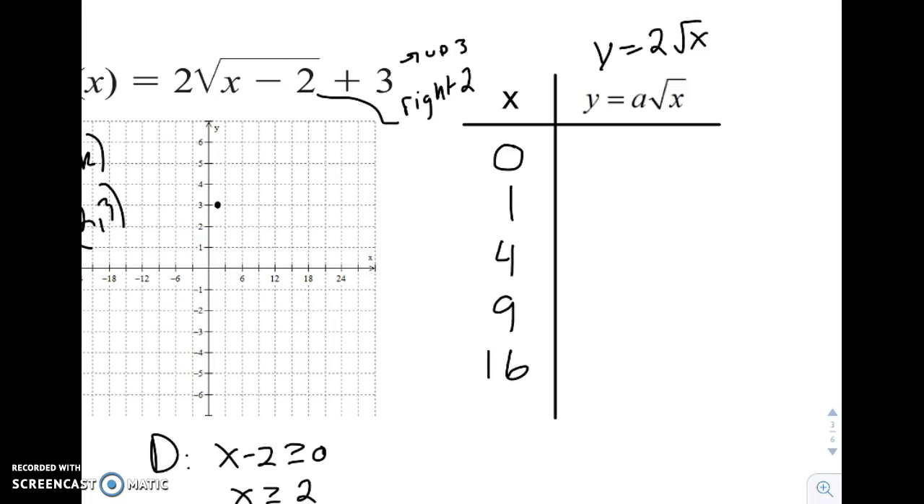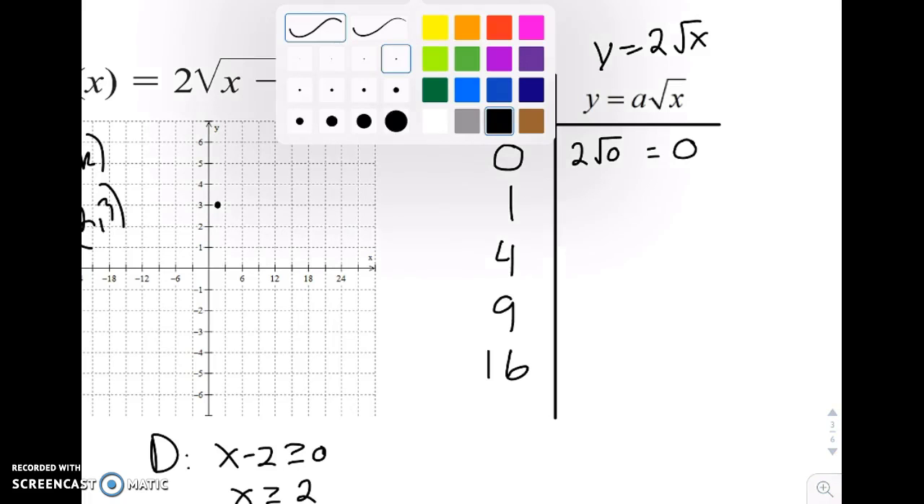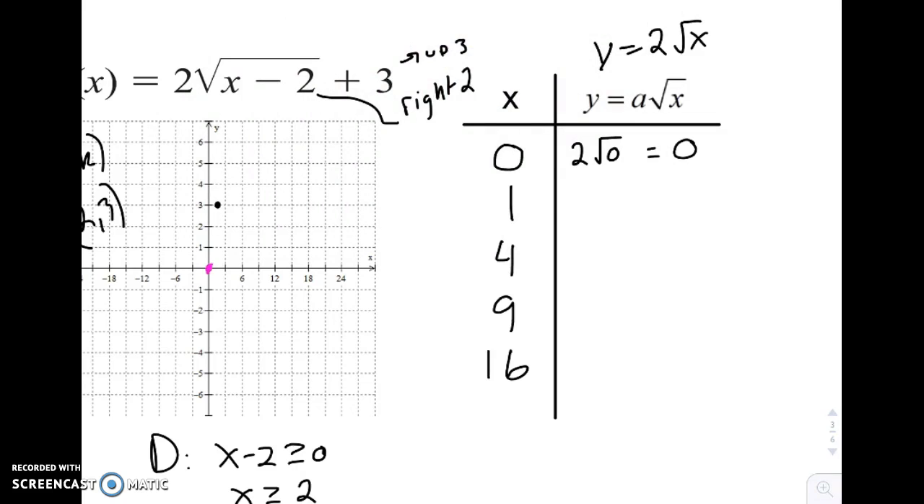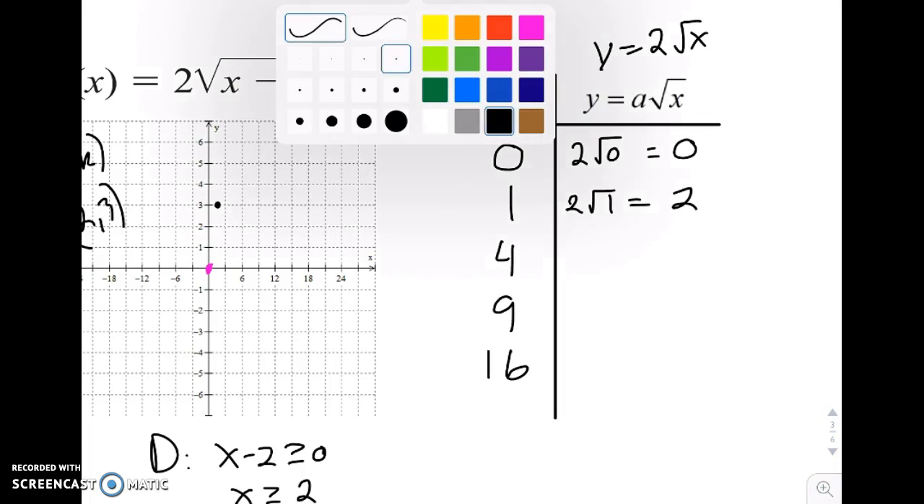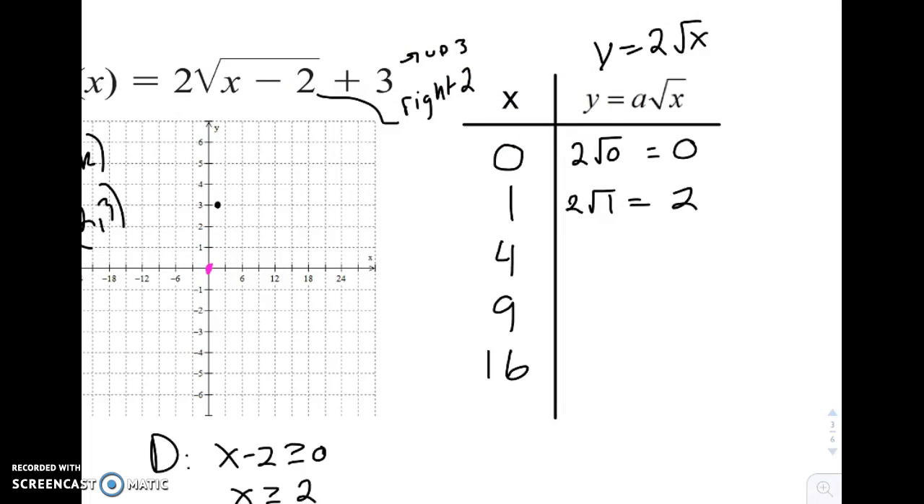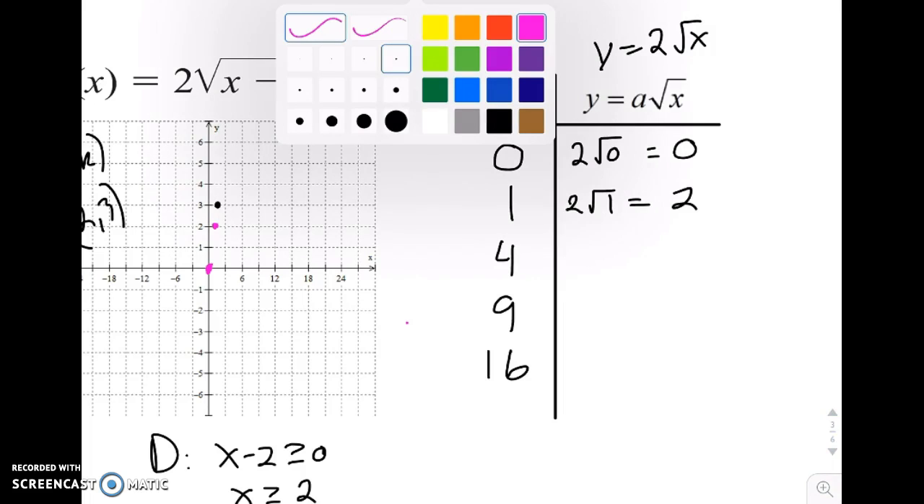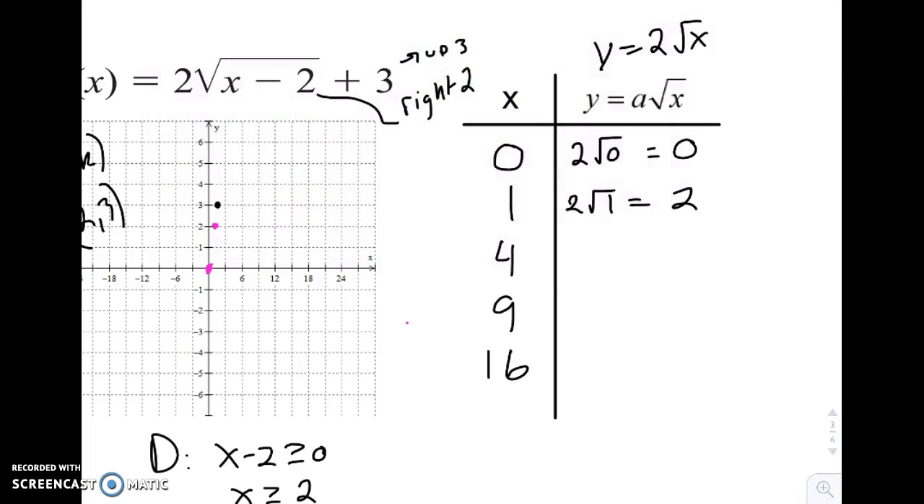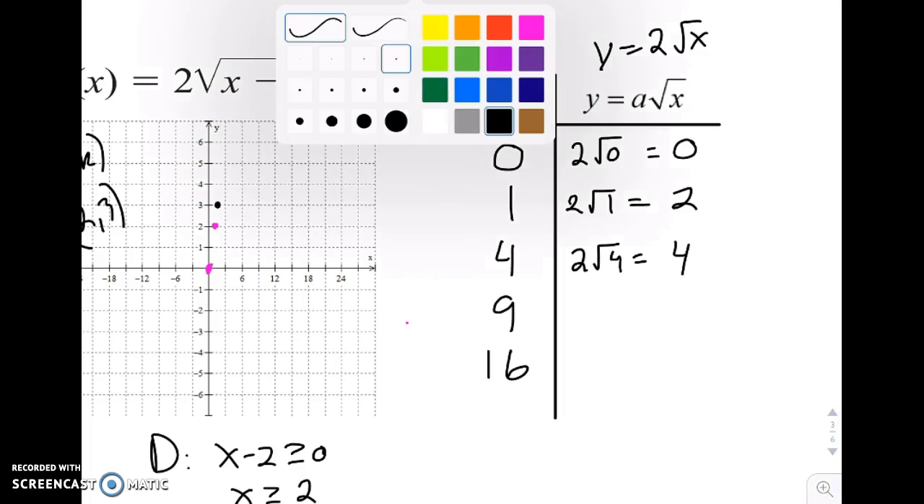So when we plug in 0 to this, it's the square root of 0. So 2 times the square root of 0, well, that's just 0. So I'm going to put that point in. I'll put it in pink because we are going to translate that in a second. Keep going down the list. 2 times the square root of 1 is 2. So I would put the coordinate 1 comma 2, over 1 up 2 right there. If you plug in 4, you would get out 2 times the square root of 4, which is 2 times 2. You get 4. So 4 comma 4.